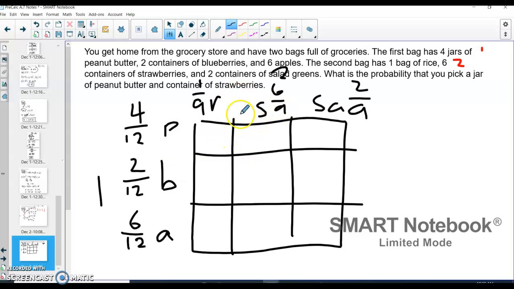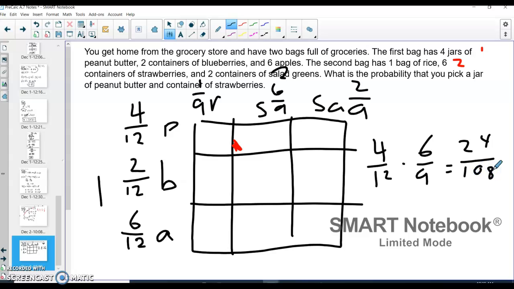I'm looking for in this problem the possibility that you would get a jar of peanut butter and a container of strawberries, and that would be this box right here. So that would be 4/12 times 6/9, which, if I multiply them correctly here, 6 times 4 would be 24, and 9 times 12 is 108. And so I could put that in here, I could reduce it down, but I'm going to put it in here as it is. 24 out of 108 is my probability of getting the peanut butter and then the strawberries.